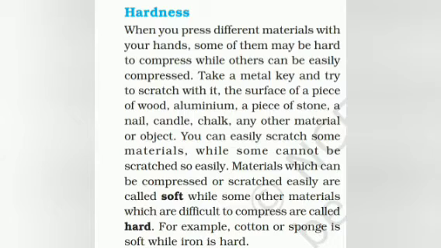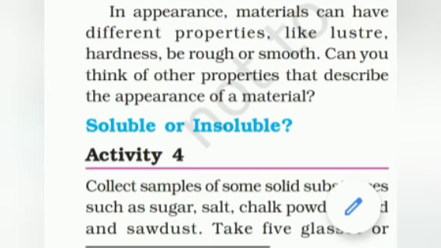The materials which can be easily compressed or scratched, we call them soft, while other materials which are difficult to compress, we call hard materials. For example, cotton or sponge are soft, while iron is a hard material. In appearance, materials can have different properties like luster, hardness, being rough or smooth, thin. Another property is whether they are soluble or insoluble. This is a chemical property; we can test it in water or some other solvent to see whether the given material is soluble or not.